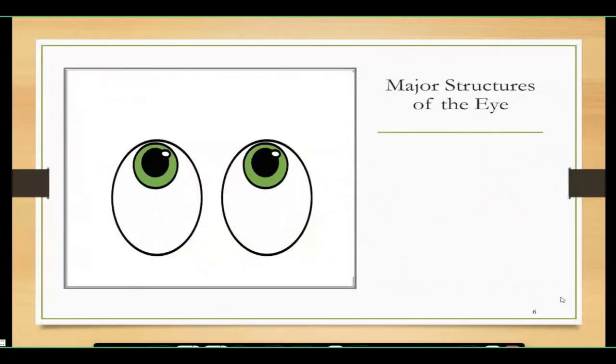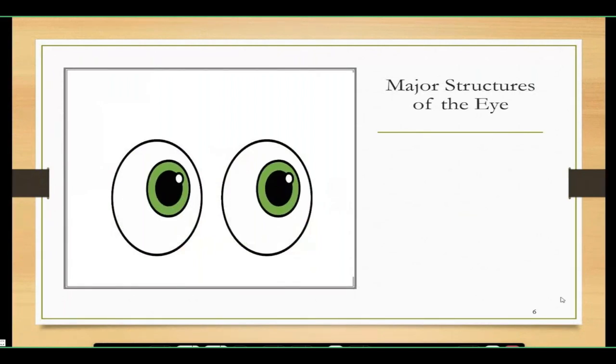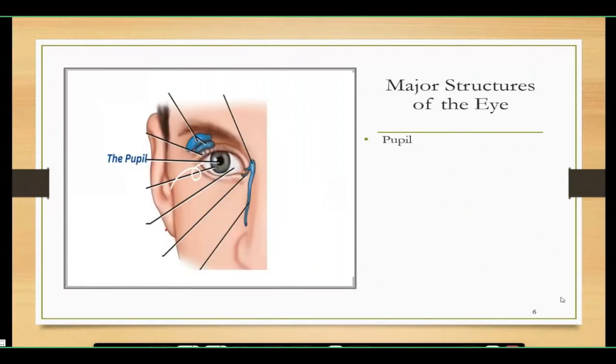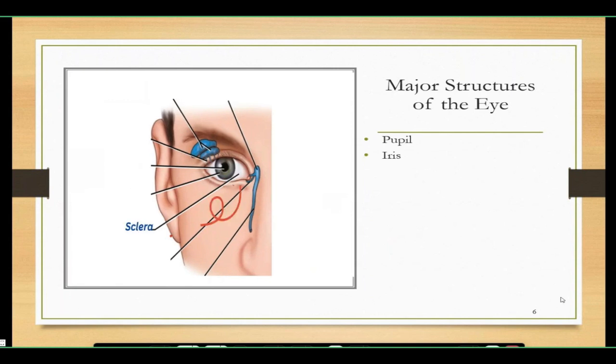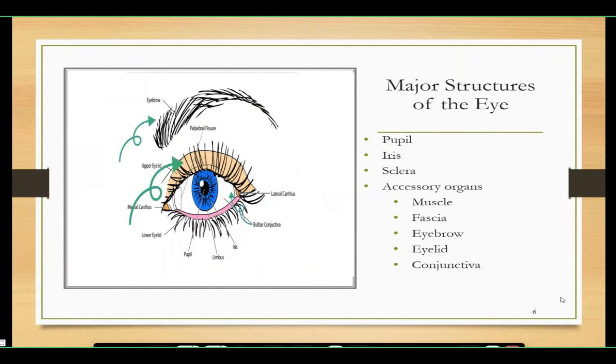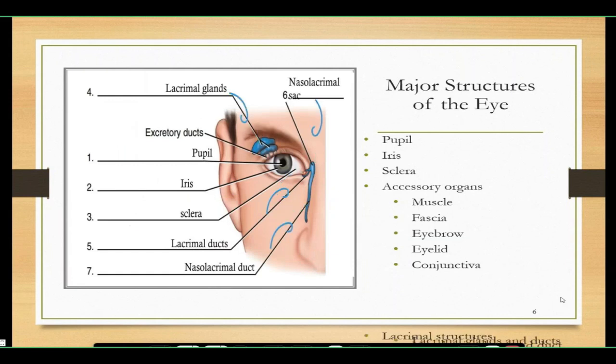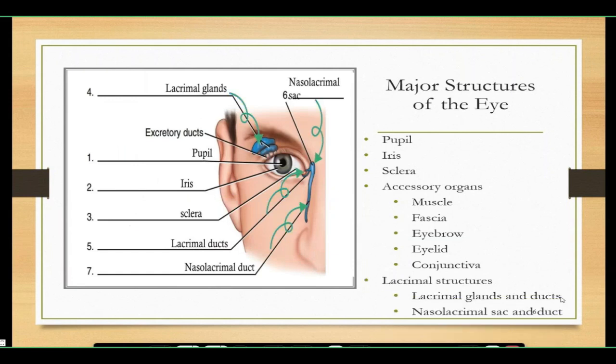The eyes are the paired organs of sight. Structures of the eye include the pupil, a dark circular structure in the center of the eye. The iris, the colored portion of the eye, can be blue, green, brown, gray, etc. The sclera, a tough, white opaque membrane that covers the eyeball. The accessory organs: muscle, fascia, eyebrows, eyelids, and conjunctiva, the mucous membrane that lines the inner eyelid. The lacrimal structures: lacrimal glands and ducts, the nasolacrimal sac and duct.